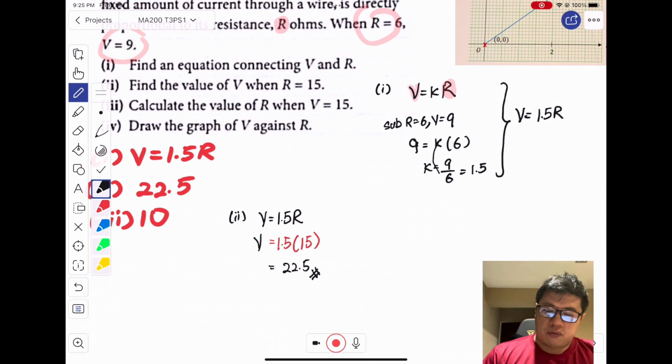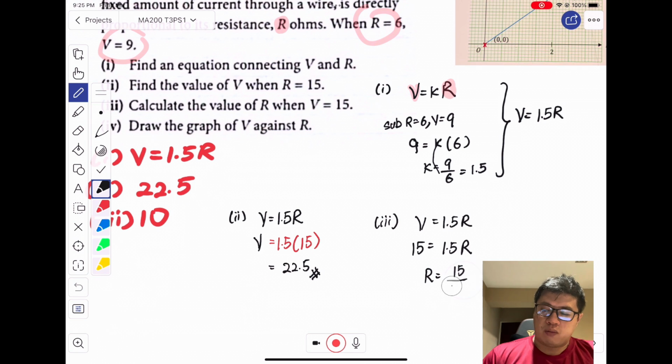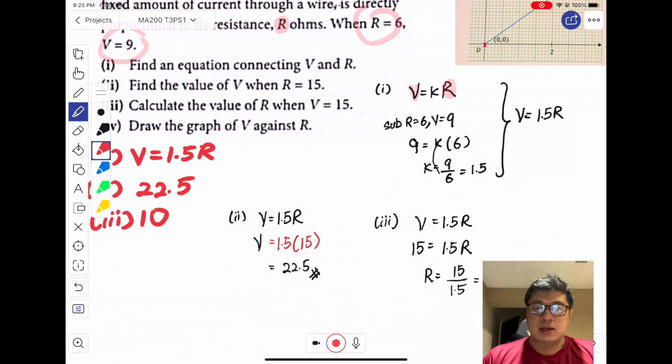Now followed by part 3, also very easy. We want to calculate R when V equals 15 using the same equation, V equals 1.5 R. Now I substitute V as 15. I can calculate my R, which is just 15 divided by 1.5, which is 10. So part 3 is already done very simply.